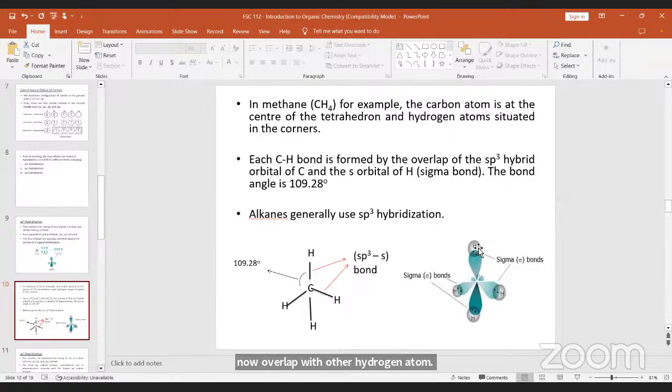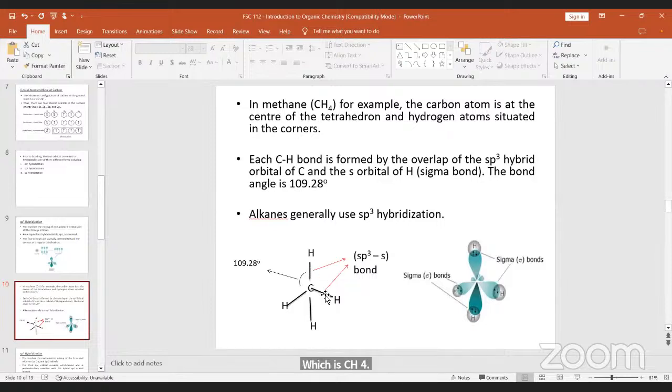So that means you have four hydrogen atoms overlapping, each of the hydrogen atoms will overlap with each of the hybrid orbitals. So you have four hydrogen atoms in total. And that will give you your first compound, which is CH4. Okay?